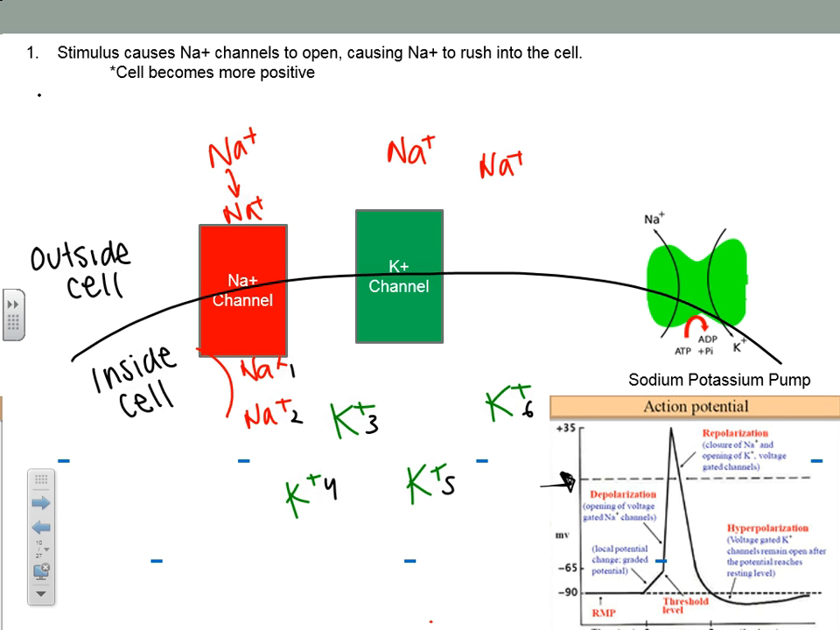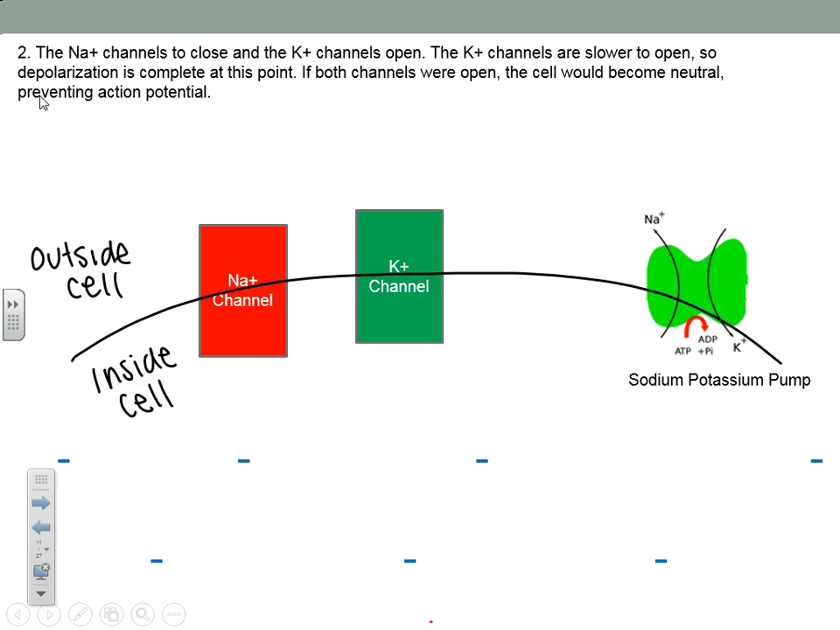So you see that on the graph. We're moving up towards a more positive area of the y-axis. So the sodium channels close. So now we've got those few extra sodium.